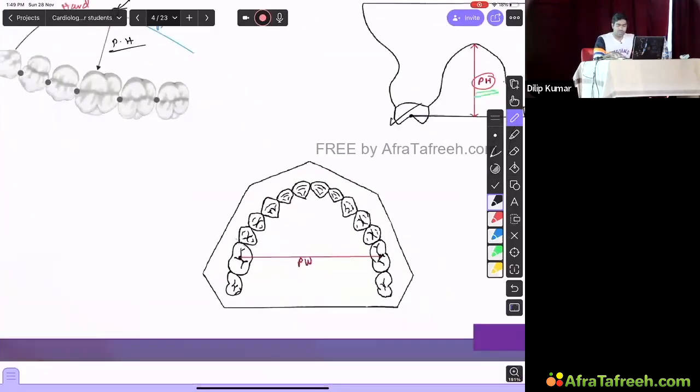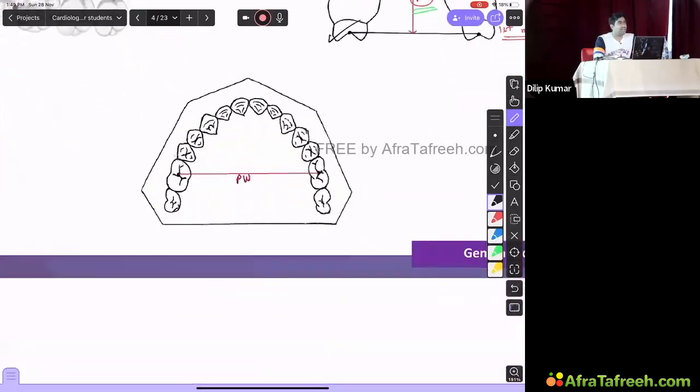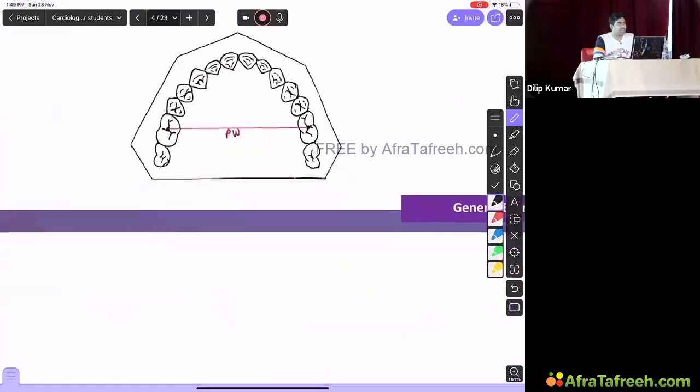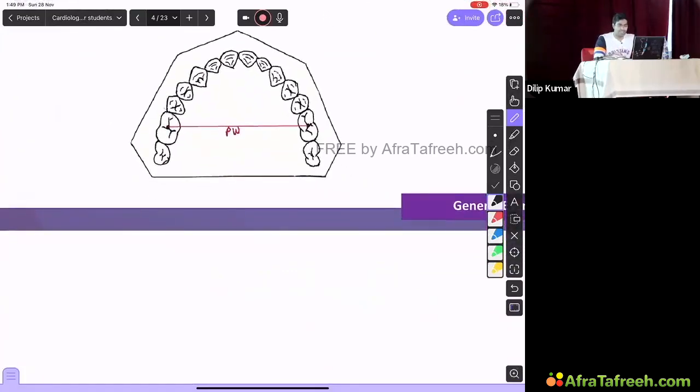So now, how to find out the palatal width? Palatal width, you have a standard definition. It should be done only at the level of the first molar. Okay, this is the first molar, and after that you have the second molar. Before that, it's the premolar. So palatal width should always be at the level of the first molar only.